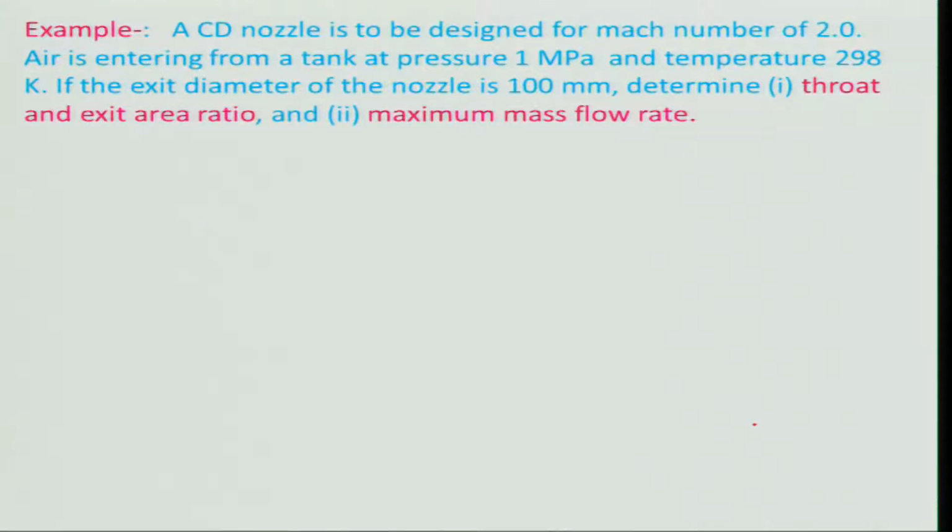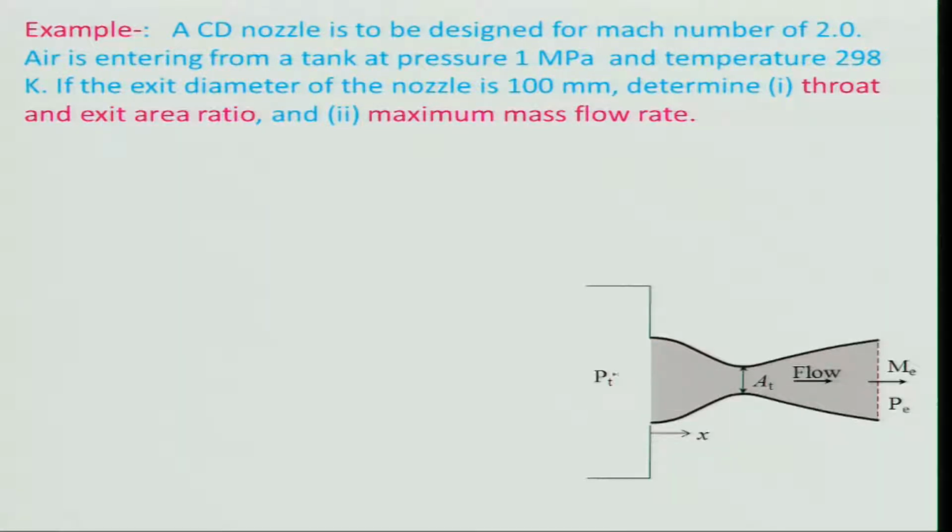A convergent divergent nozzle is to be designed for Mach number 2. Air is entering from a tank, that is basically a reservoir, at a pressure of 1 megapascal and temperature of 298 Kelvin. If the exit diameter of the nozzle is 100 mm, then we will have to determine the throat and exit area ratio, A_E by A_T, and the maximum mass flow rate it can handle. So, let us look at the diagrams we have already seen.